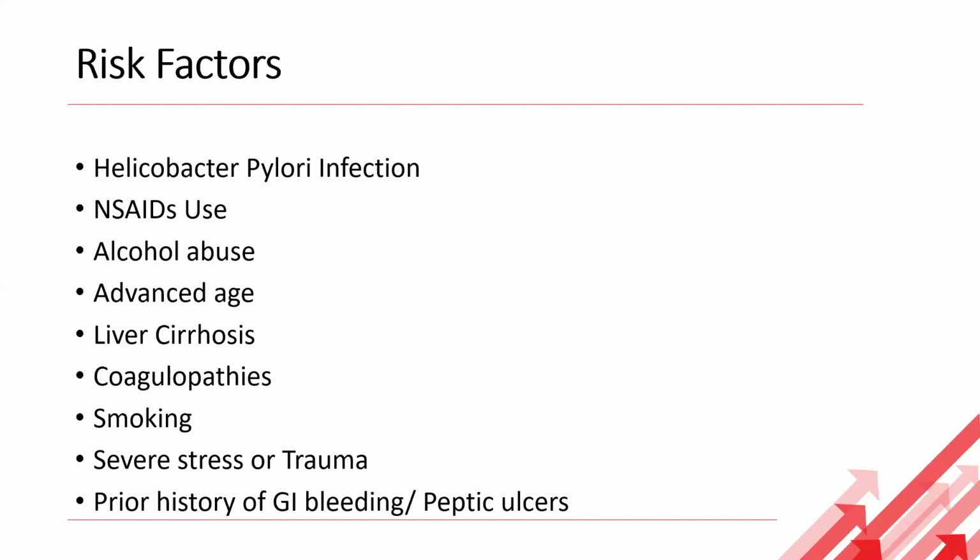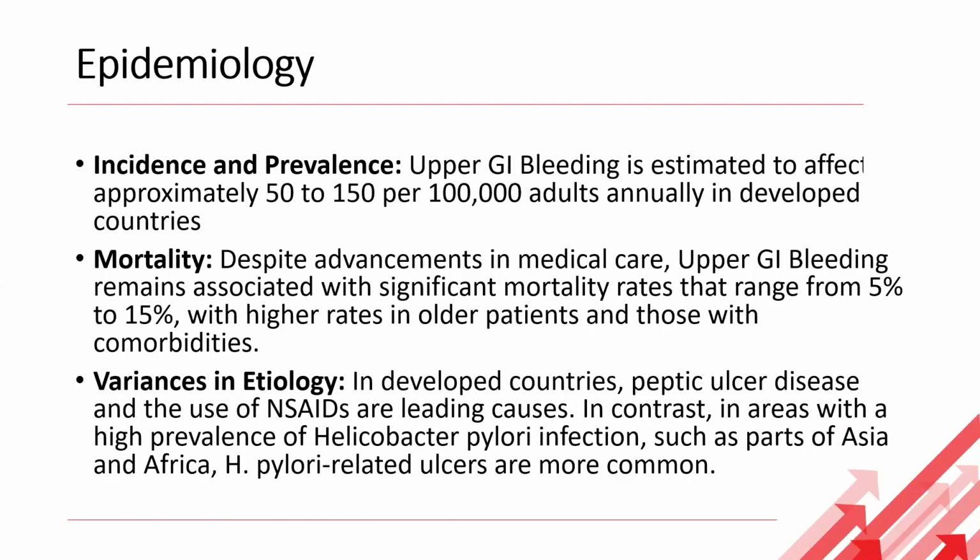And then for people who also have a prior history of GI bleeding or peptic ulcers, they are actually more prone to getting upper GI bleeds. So let's look at the epidemiology a bit. We're looking at the incidence and prevalence.